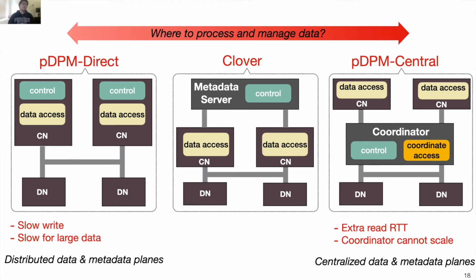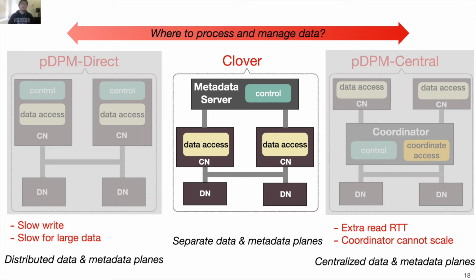Now I have walked through the direct and the central modes. Both have pros and cons. For direct, the 4 RTT write is slow, and checksum calculation for large data is also slow. For central, reads incur an extra RTT, and the coordinator cannot scale. At a high level, direct uses distributed data and control planes. Central uses centralized data and control planes. To mitigate the drawbacks of these designs, we propose to separate data and control planes. Now, I will present our final PDPN product, Clover.